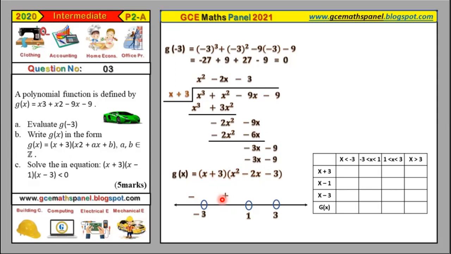Let's take minus 1. Minus 1 plus 3 gives us a positive number, then minus 1 squared plus 1 plus, let's see, I think I have something here in these signs.